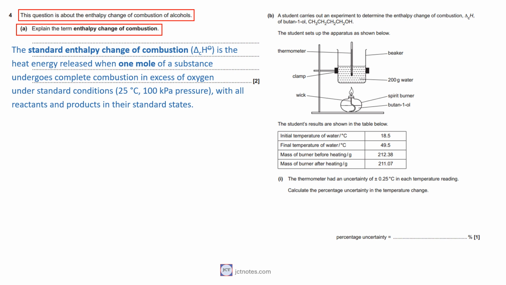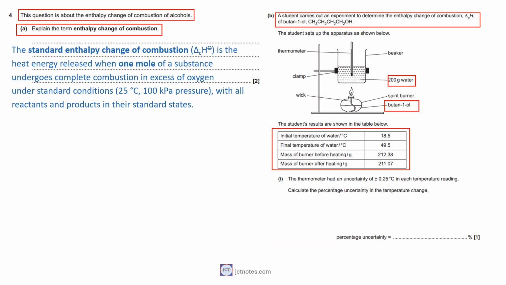their standard states. In Part B, the student carries out an experiment to determine the enthalpy change of combustion of butan-1-ol. We are provided with the setup, the apparatus of the student and the results. The student heats 200 grams of water by burning butan-1-ol with a spirit burner. The student measures the initial and final temperature of the water and the initial and final mass of the burner.